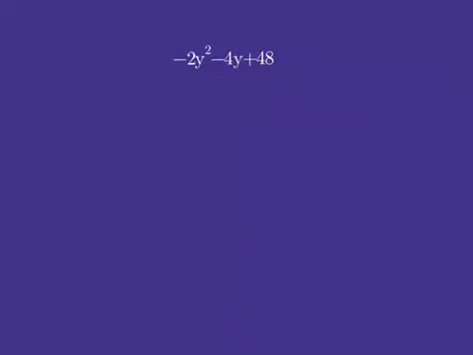In this last example, the first thing you should notice is that we have a negative leading coefficient. So if nothing else, remember we have to factor the negative out first. But you should also notice that every single term is even, which means instead of factoring out just a negative, we can factor out a -2. So when we factor out that -2, that will leave us with y squared plus 2y minus 24.